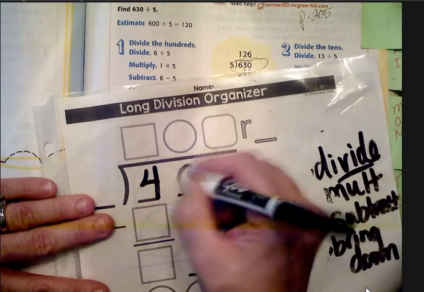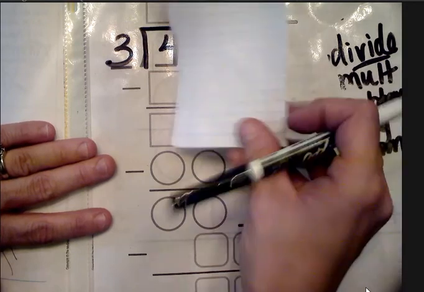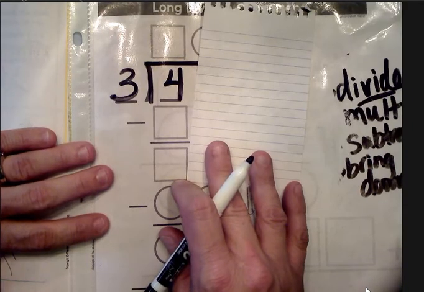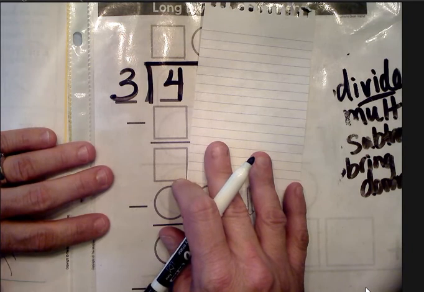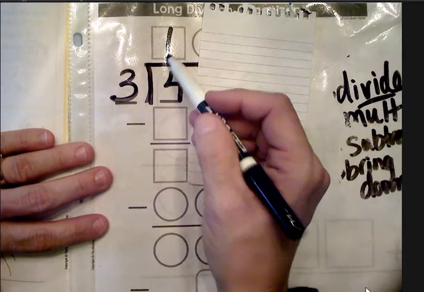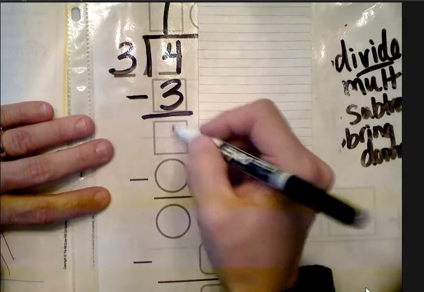Number two is 493 divided by 3. Same steps over and over again. Same steps, more practice. We're going to get really good at this. We start with just that first digit, 4 divided by 3. Well, 1 times 3 is 3. 2 times 3 is 6. That's way too big, so we're going to put a 1. We can't go over. 1 times 3 is 3. Now we subtract. 4 minus 3 is 1. Now we bring down the next digit.